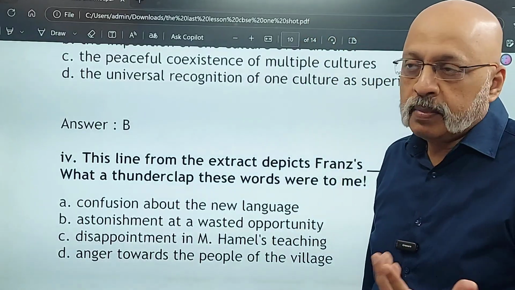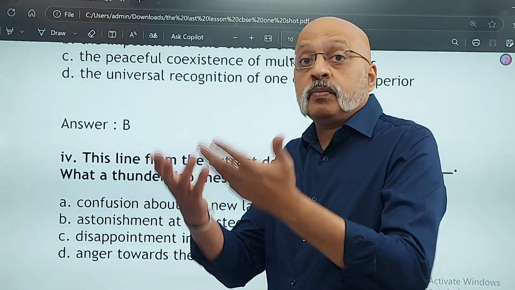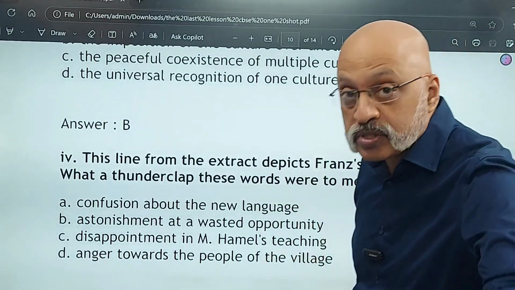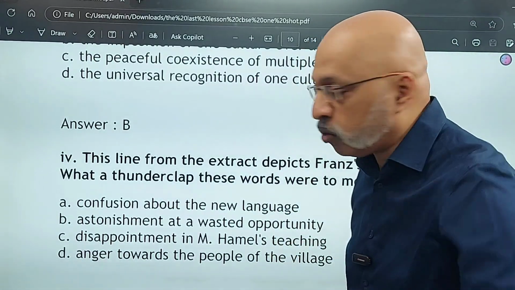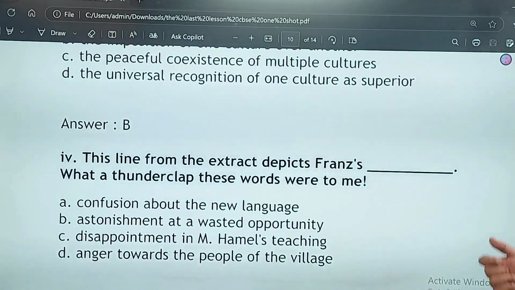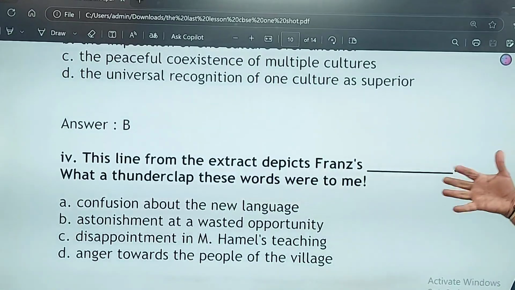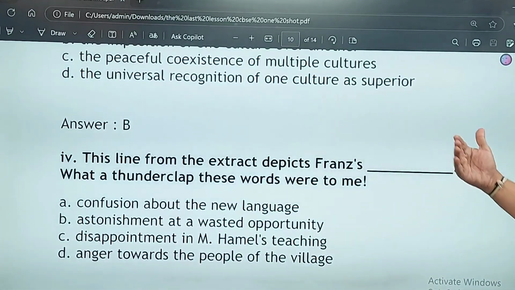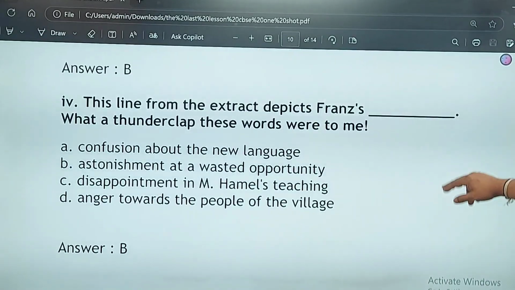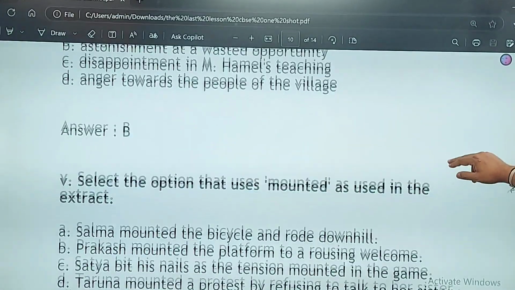If there is a question, it could quite possibly come around that line. Even otherwise, you should be able to use that in your answers if a 2 or 3 mark question is asked. Is it confusion? Is it astonishment? Is it disappointment or anger towards the people of the village? It is a thunderclap because he realizes, oh, that's what it really meant. The correct answer is B, astonishment.